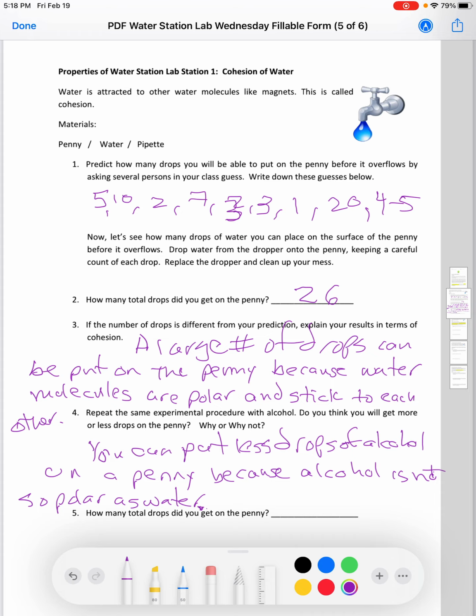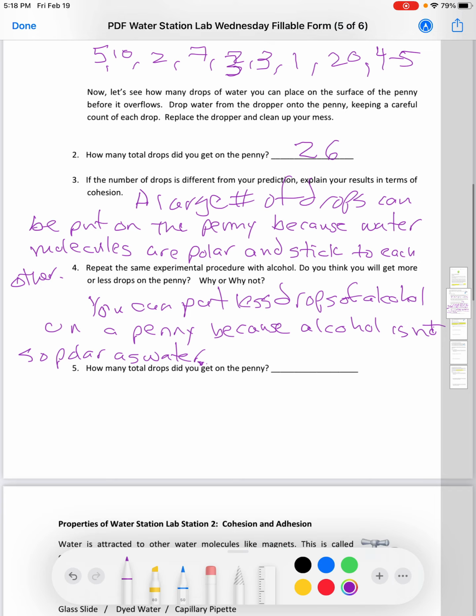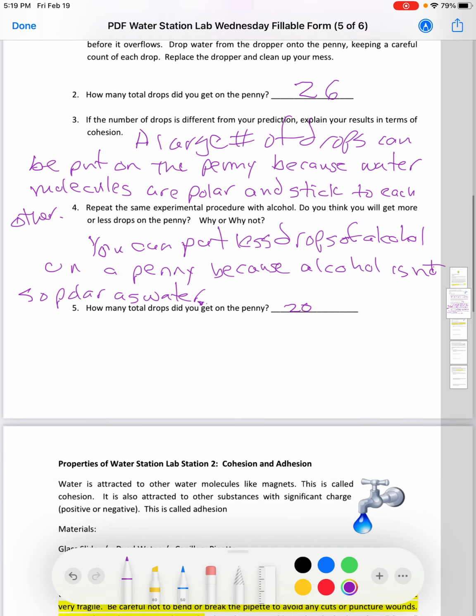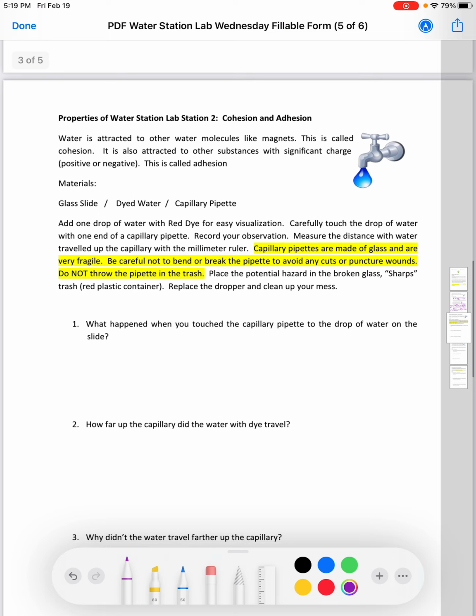I'm not being able to write because I'm trying to lean my hand on there, but when we did this, actually a lot of people got up into the 30s with their drops of water, but we got 20 drops of alcohol. That was a good average. That's what I got. I'm just giving you my data.